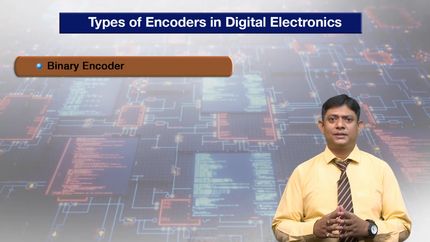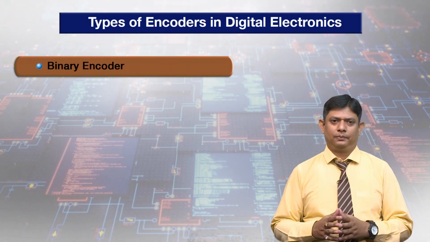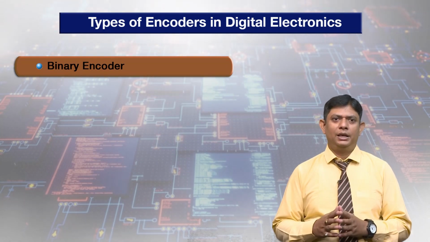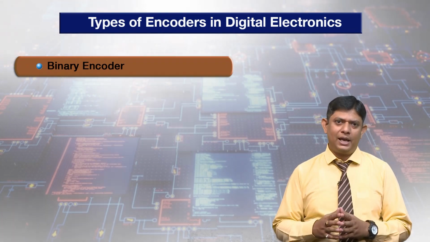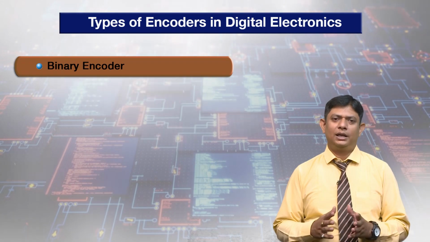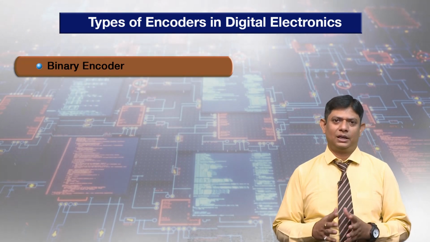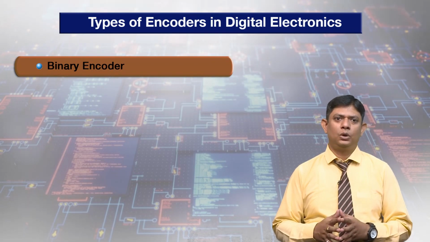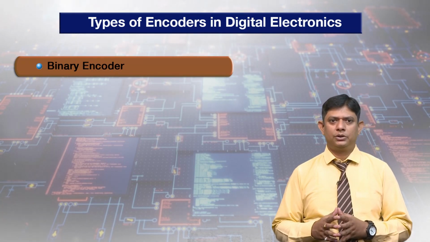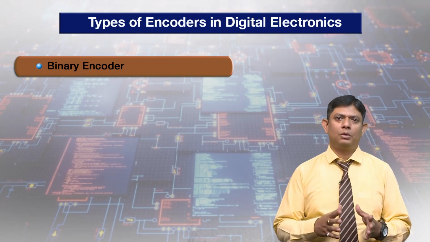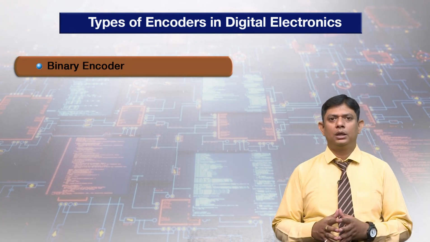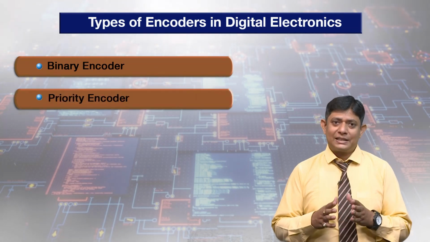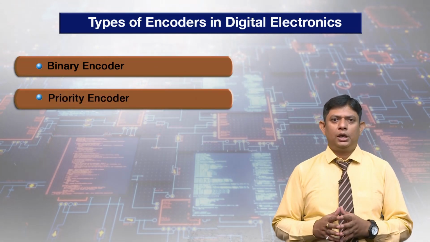The first is the binary encoder. The binary encoder has 2 to the power n input lines and n output lines, where n is the number of select lines. It provides a unique binary code for each input combination. The most commonly used binary encoder is the 4 to 2 line encoder. The second is the priority encoder.